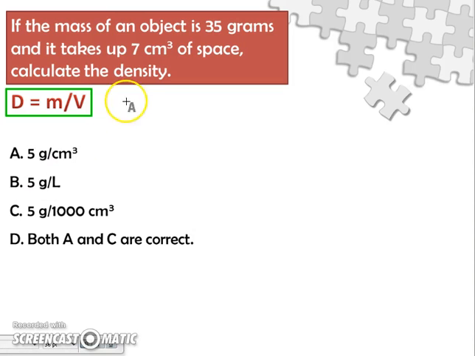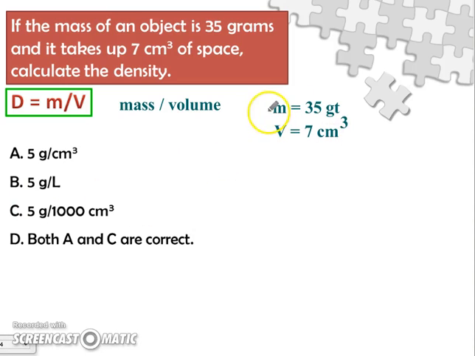The formula, of course, is m over v, that is mass divided by volume. And in many cases in this lesson, we were pretty straightforward with you. So a problem that reads like this: if the mass of an object is 35 grams, we would write that down immediately, mass equals 35 grams. And it takes up 7 cubic centimeters of space. That would be our volume, 7 cubic centimeters. Calculate the density. Well, if we've identified it, usually that's the hardest part here, identifying your variables m and v.